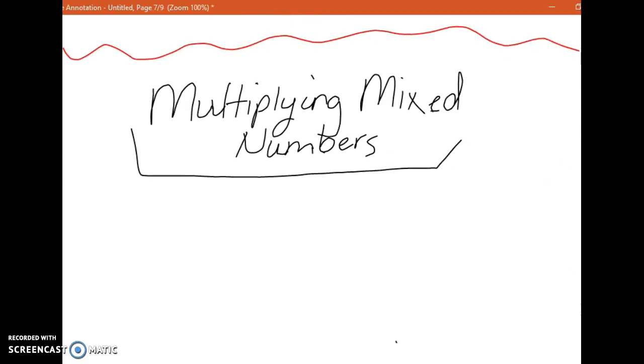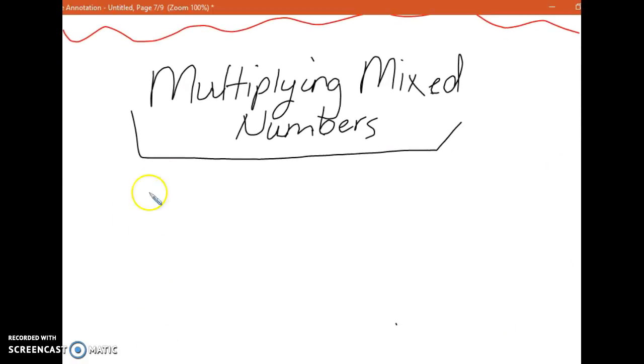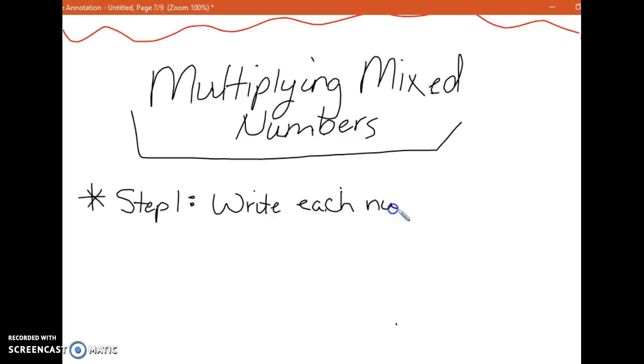So when we are multiplying mixed numbers, boys and girls, I went ahead and put it in a step-by-step process for us. So step 1. Step 1 is to write each number as a fraction.